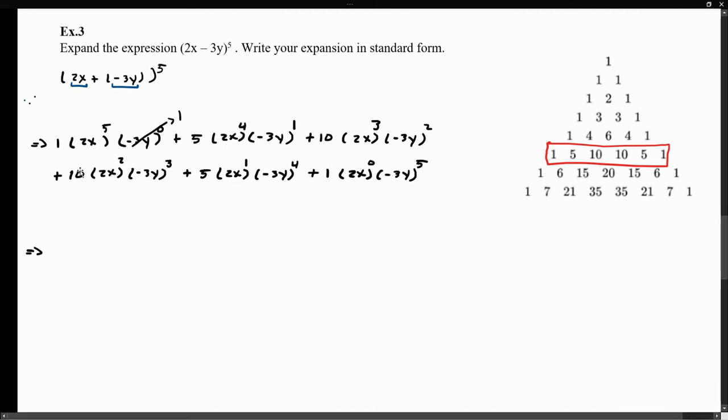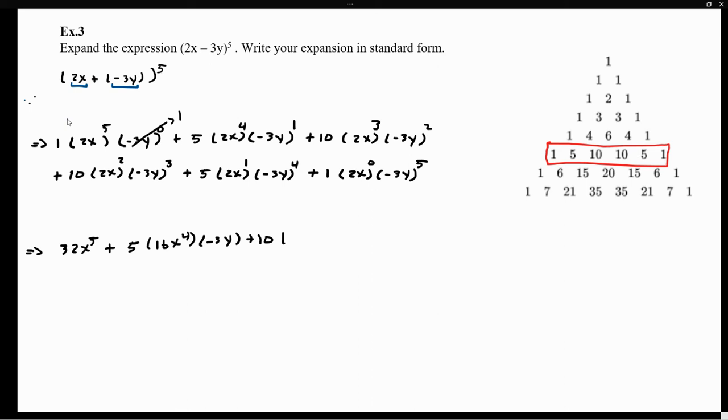So now it becomes 2 to the fifth, which is 32, x to the fifth. So that's my first term. Let's move on to the next one. So the first term is a 5. Now my next parenthesis becomes 16 x to the fourth, negative 3y. Then the next term becomes 10. Then 2 to the third, that's 8 x to the third, times negative 3 to the second, that's positive 9 y to the second. Then let's move on to the next term.